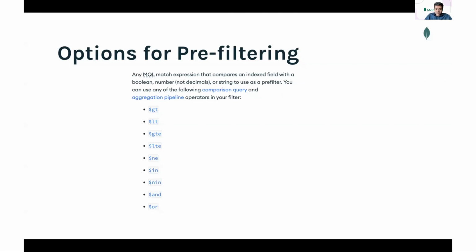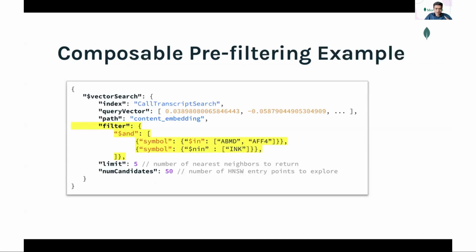In this case, we just want to talk about different pre-filtering options: less than, greater than, not in, and so on. This allows you to put together really powerful constructs. In this example, we are doing a pre-filtering based on an AND construct, where the data should only be in certain fields in an array of certain options, but not in an array of second options, such that you can filter much more effectively.